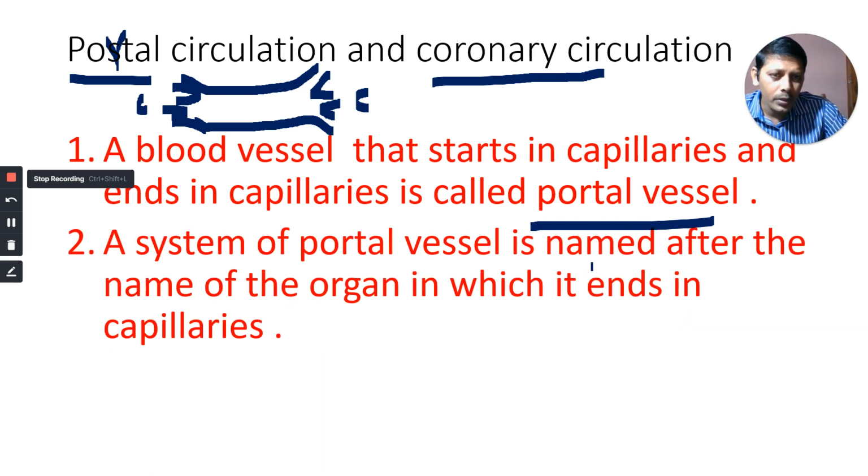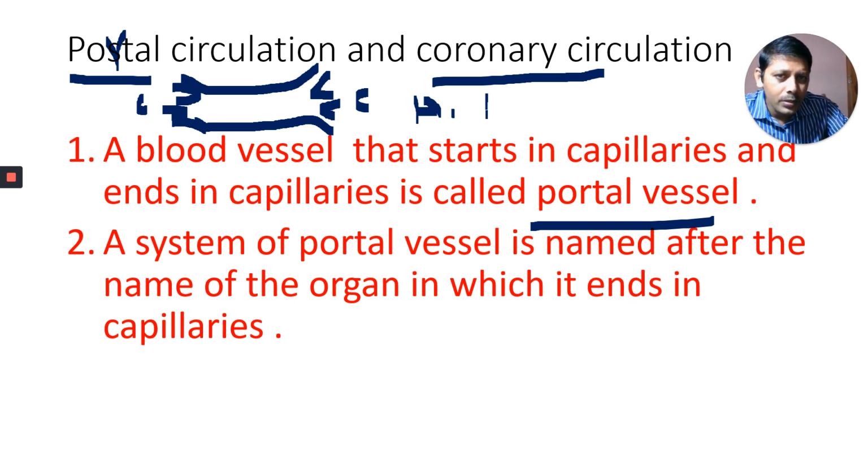A system of portal vessels is named after the organ in which it ends. This is the starting point, this is the ending. If it ends in the liver, it is called the hepatic portal vein. If it ends in the kidney, it is called the renal portal vein. Hepatic portal vein, for liver.